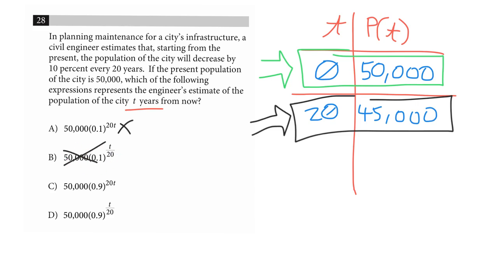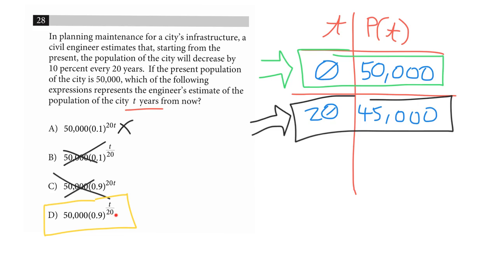So that's gone. When t is 20 here, that's going to be 0.9 raised to the 400. So let me actually try that. 0.9 raised to the 400 power, that's a crazy number. And I'm going to multiply that times 50,000, and that gives me another crazy number. So this is gone as well, leaving, by process of elimination, answer choice D as the only one that would work.